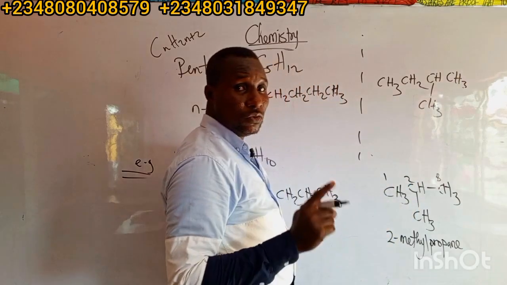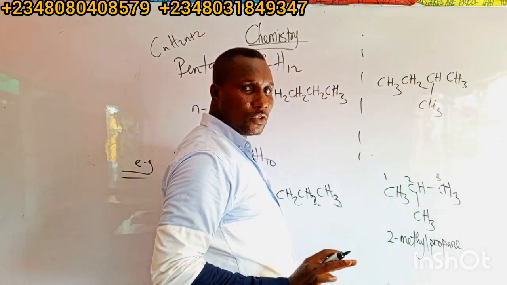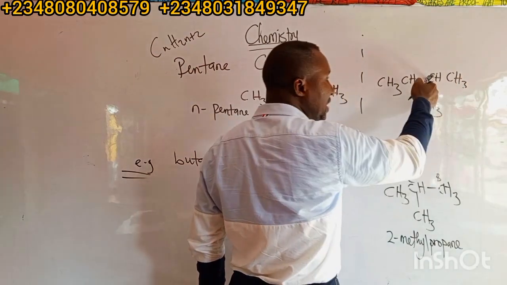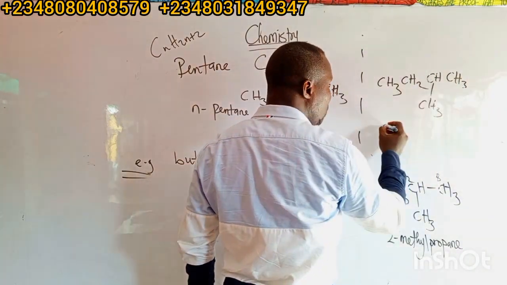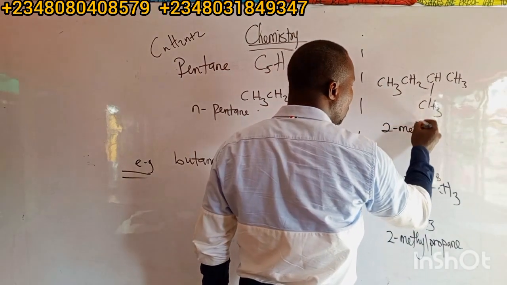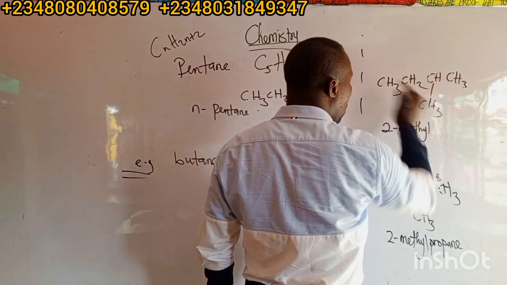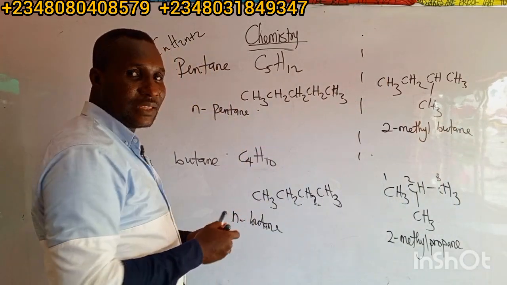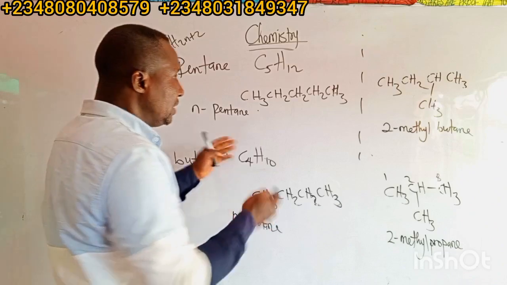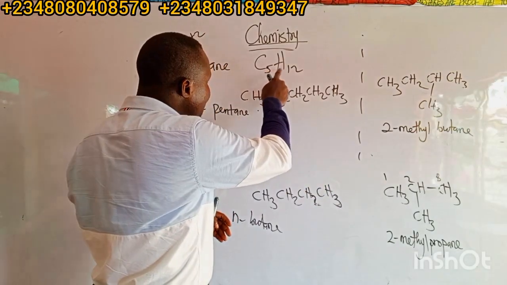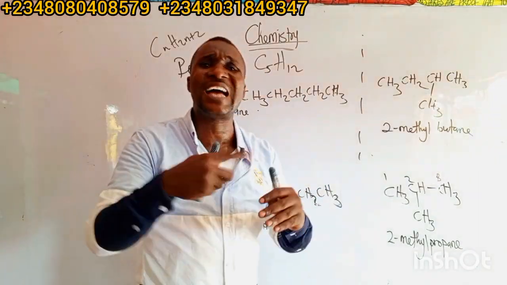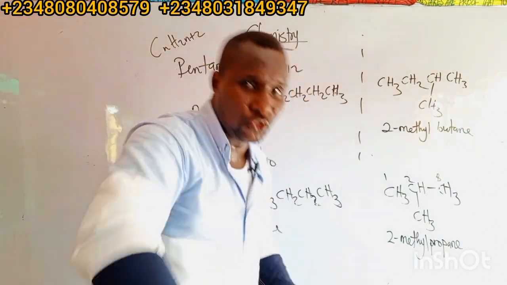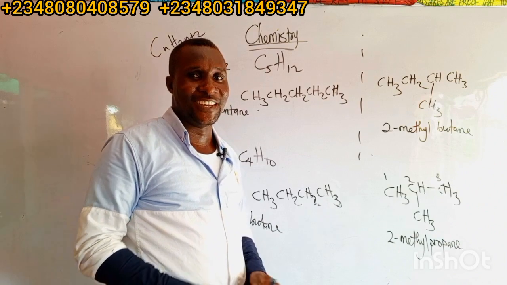I will still teach you how to do nomenclature. Be calm. Please take note. This methyl is attached to the second carbon atom. That means this one is 2-methylbutane. It's an isomer of pentane. Take note, the same molecular formula, which is C5H12, but different arrangement of carbon atoms. That is chain isomerism.